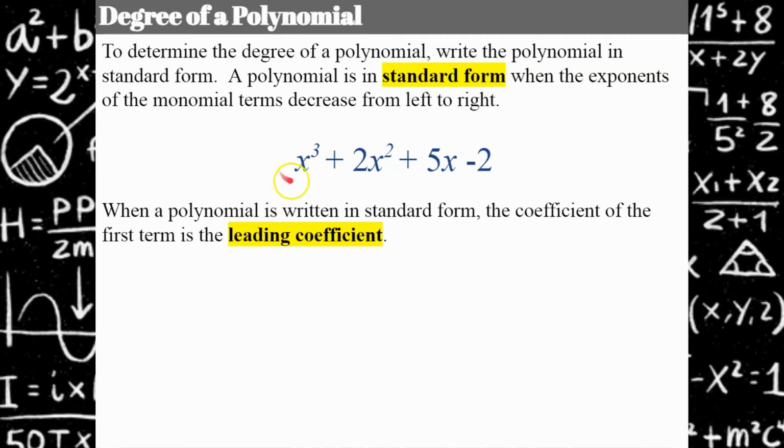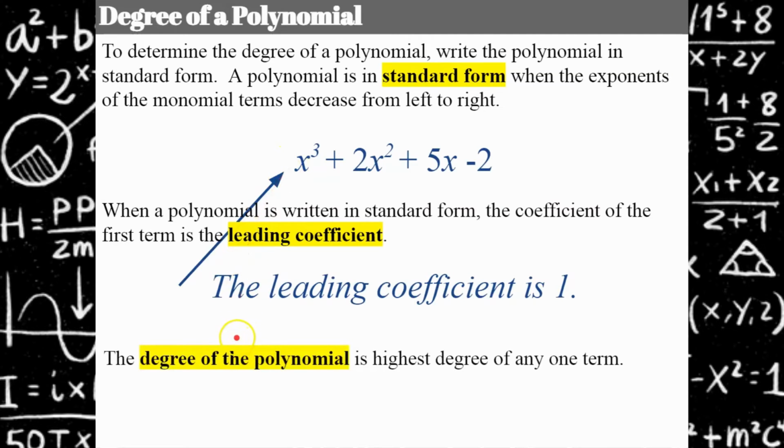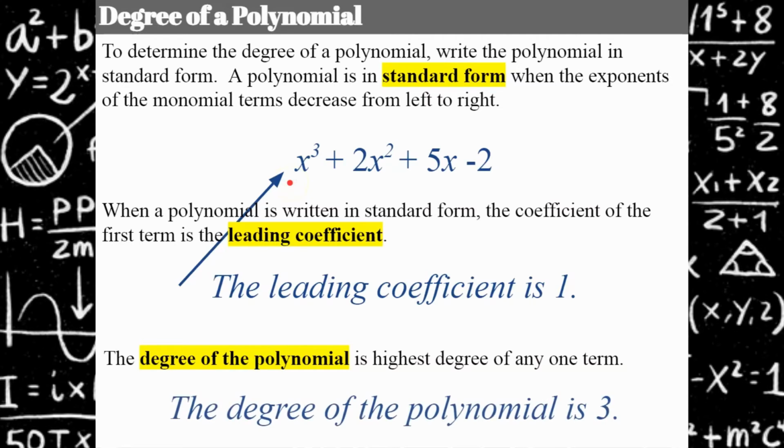So this first term is the one that holds the leading coefficient. So here the leading coefficient is 1. Remember, there's an invisible 1 there. So the degree of the polynomial is the highest degree of any one term. So right here, because we have it in standard form, this first term has a leading coefficient of 1, and this term has a degree of 3, giving the polynomial a degree of 3. So it's really important to understand how to write one in standard form because the first term identifies the leading coefficient and the degree of the polynomial.